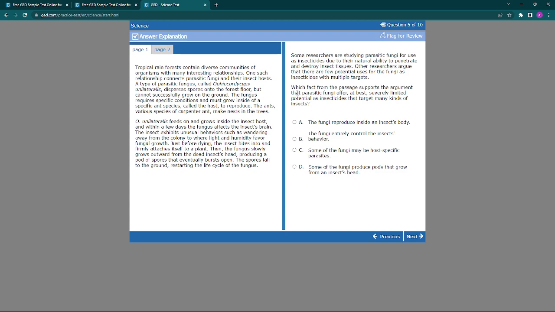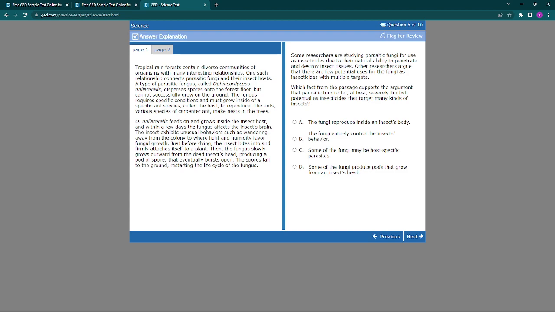Which fact from the passage supports the argument that parasitic fungi offer at best severely limited potential as insecticides that target many kinds of insects? Let's see. I like to read the question before I go looking for it, so I know what I'm looking for. Which part of this says that the parasitic fungus, O. unilateralis, that kills the ants, has at best severely limited potential as insecticides?